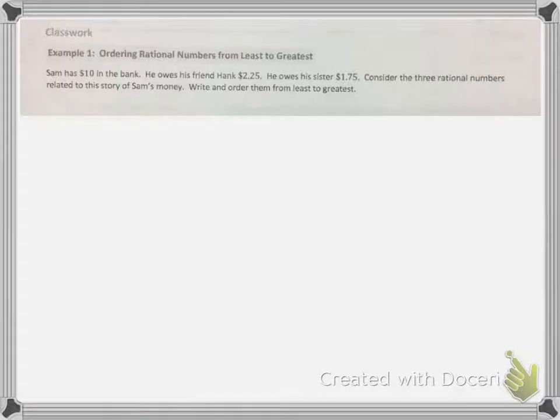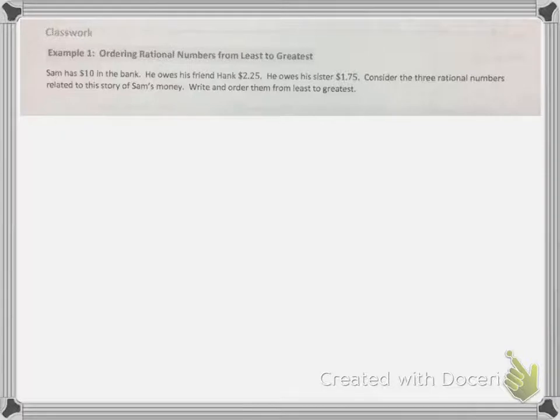So here's the situation. Sam has $10 in the bank. He owes his friend Hank $2.25. He owes his sister $1.75. Consider the three rational numbers related to this story of Sam's money and write the order from least to greatest. Well, first we have to get the integers and the rational numbers written down for each of the situations.